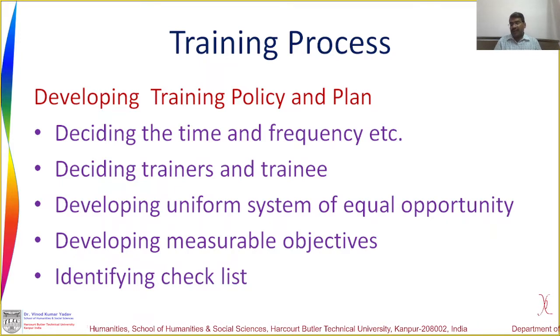A very good training policy must include measurable objectives. Measurable objectives means, once you define an objective, along with defining that objective you must define how to measure these objectives. That means an evaluation mechanism. Your evaluation or measurable objectives must be a reflection of a good training policy.